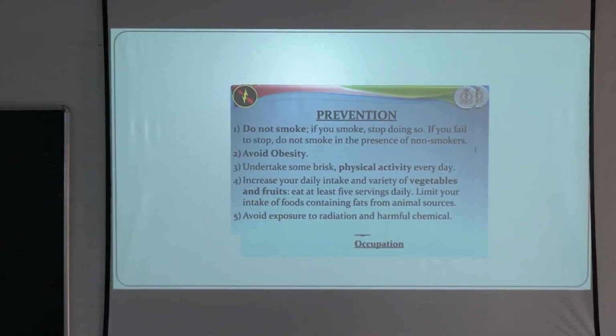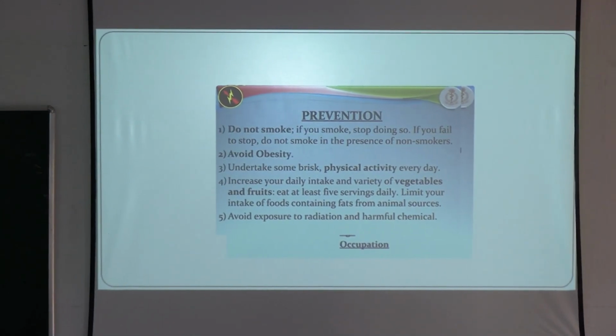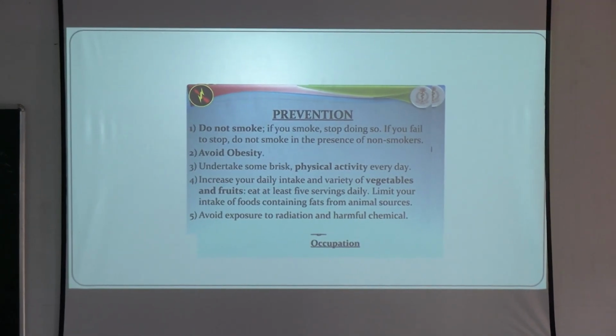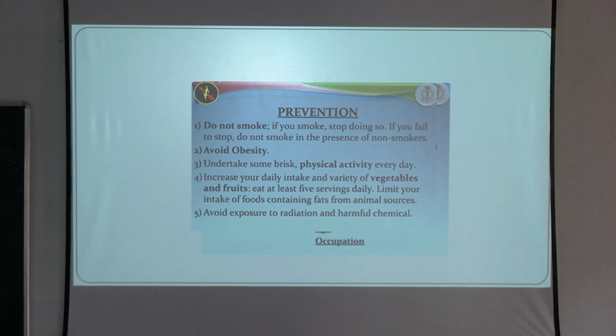These are ways of preventing cancer. Avoid obesity, do not smoke, do some physical activity. Then again, increase your dietary intake of vegetables and fruits, at least 5 servings a day. Limit your intake from animal sources, and avoid exposure to radiation and harmful chemicals. Nowadays, they say even the mobile phone has some radiation. Some studies have said so, but it's not conclusively proved.